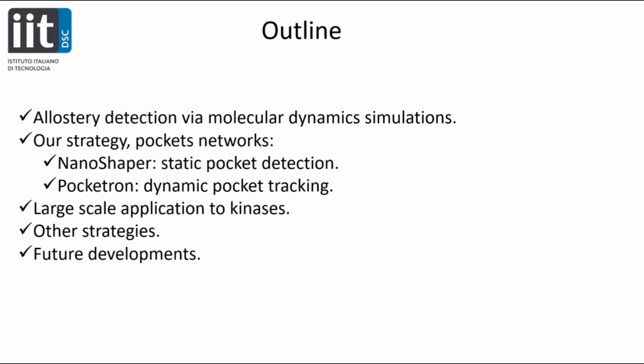Also, we discuss a little bit of a large scale application of Pocketron on kinases. The point is that now we have plenty of computational power, so we can start reasoning not just in terms of my system, I track it and try to understand my allosteric communication patterns, but we can try to go slightly beyond it. We have an entire family of structures, and we try to study them as a family, not just as one single structure, and try to see what is consistent in this family of proteins, statistically significant.